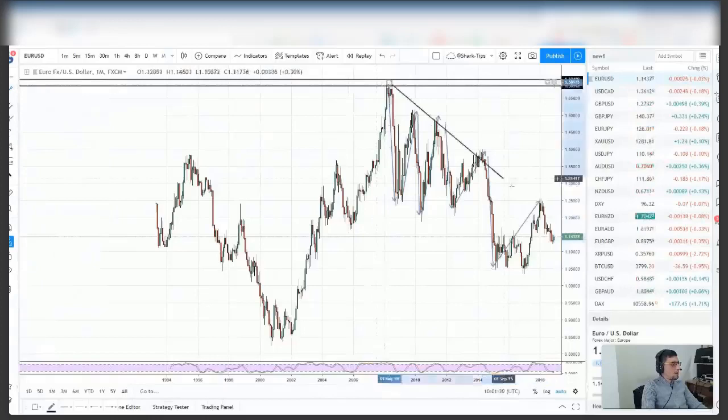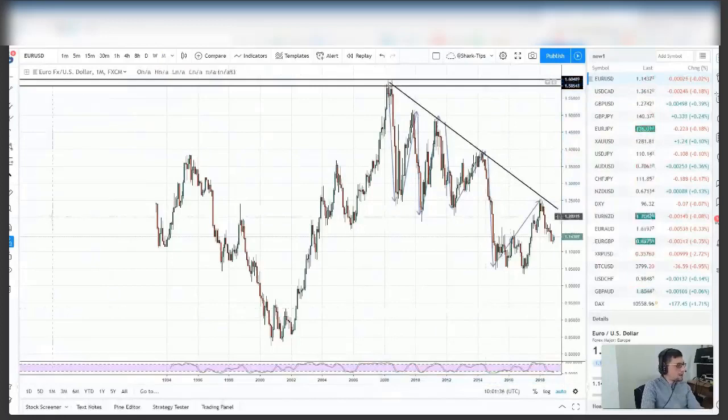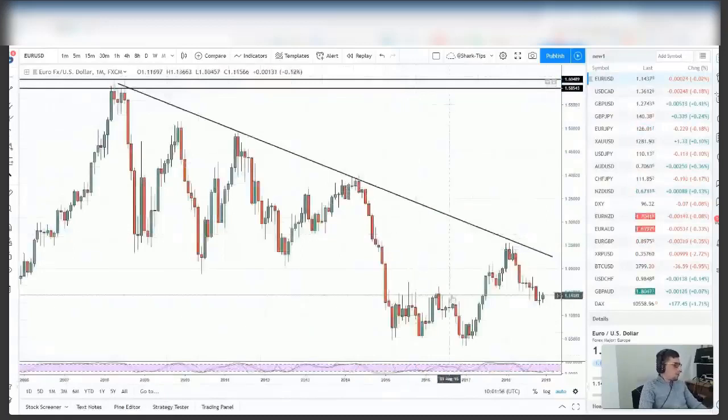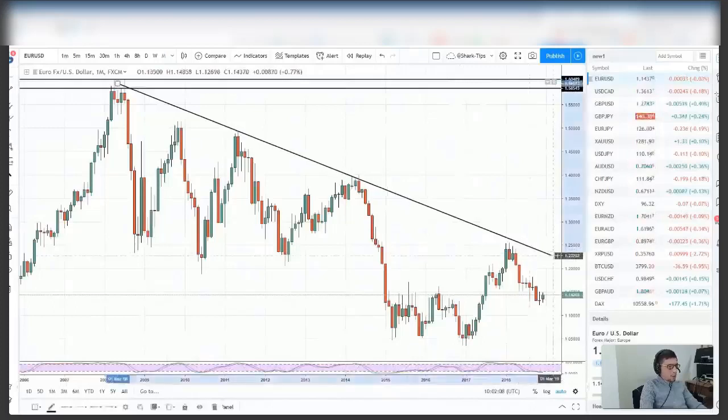We can even take this monthly trend line from the highs. So we can clearly see that for the past 10 years, we've been going down on euro. Let's zoom in to what we had this year. So price since late 2016 corrected to the upside to visit our trend line again, and since then dropped down.